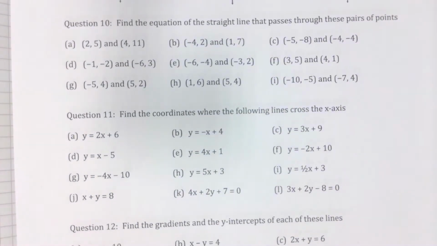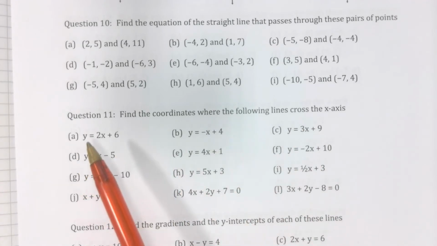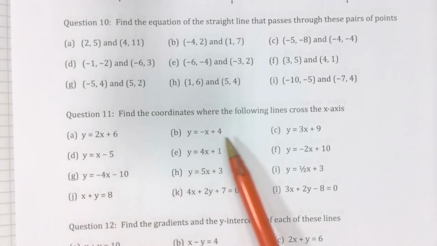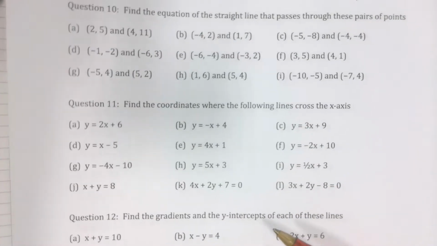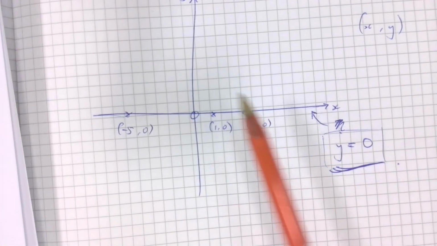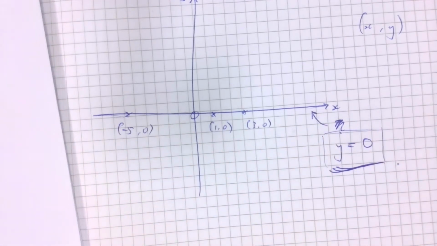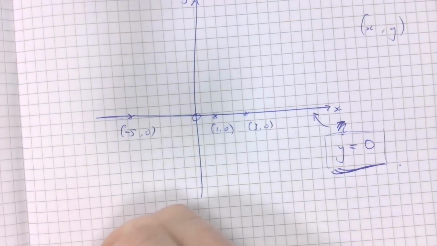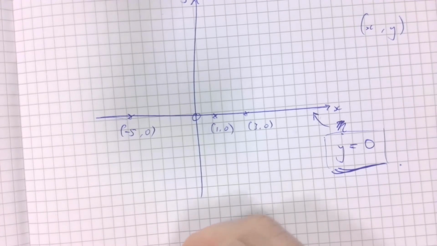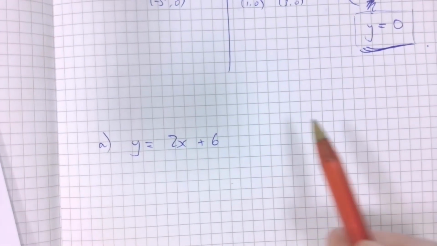So let's double back to the question that we got here. Find the coordinates where the following lines cross the x-axis. Well, we can work out what that coordinate's going to be by simply replacing y with its value representing when the line crosses the x-axis. And we've already said that value of y along the x-axis will always be 0. So let's begin. Part A, y equals 2x plus 6. Sorry, let me just move this up so you can see what I've written down.